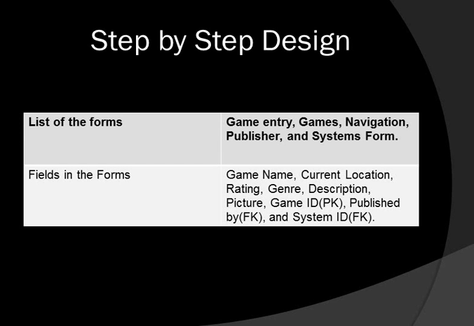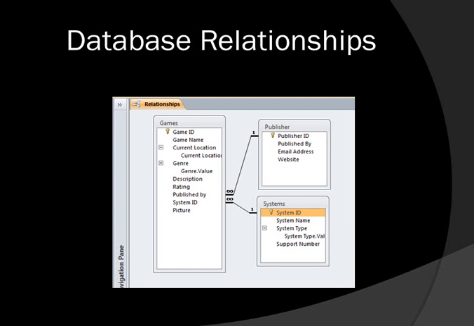List of the forms, I have a game entry, the games form, navigation form, which is just all these forms combined with the reports on top of it. Fields in the form were game name, current location, rating, genre, description, picture, game ID, which is the primary key. Published by is a foreign key, and systems ID is a foreign key. So that's how I linked the main table games to the 2 other tables, publisher and system. And here's the relationship to show what I basically just said. If you look at it, it's game ID, game name, all that good stuff, and then published by is connected to publisher ID, and system ID is to system ID.